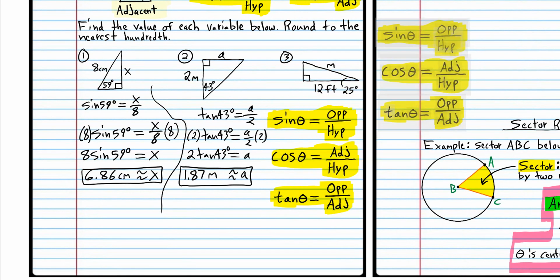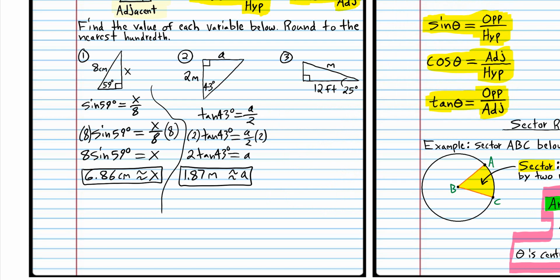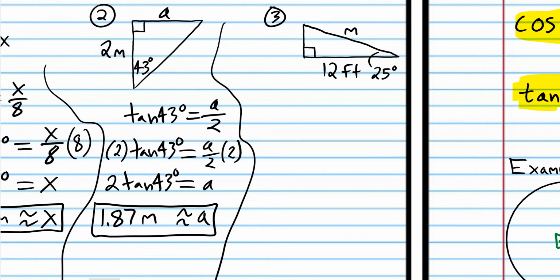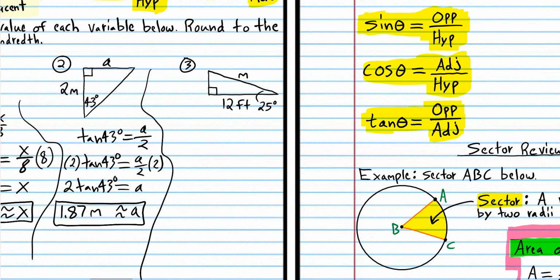All right, on to the next problem. We're going to do one more of these before you try one on your own. Now, using 25 degrees as a reference, we have the adjacent side and the hypotenuse. So we're going to use the cosine. So cosine 25 degrees is equal to adjacent over hypotenuse.